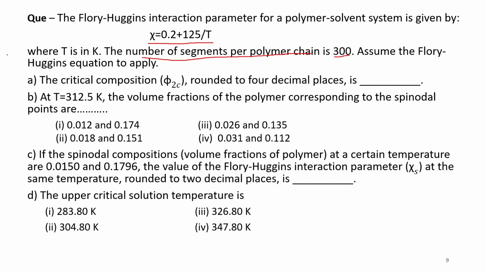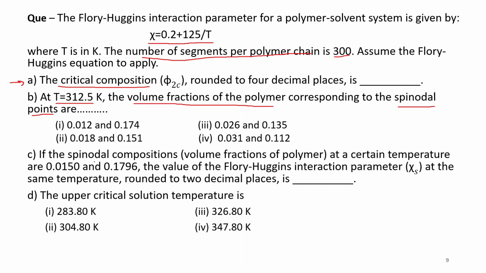We need to calculate four parameters. One is the critical composition, which is phi 2c, at T equals 312.5 Kelvin. We need to calculate the volume fraction of the polymer corresponding to the spinodal points, and four options are given. Need to see which option is correct.